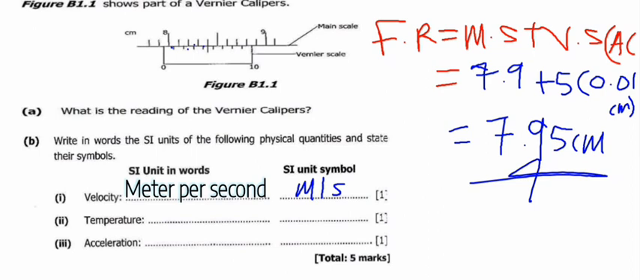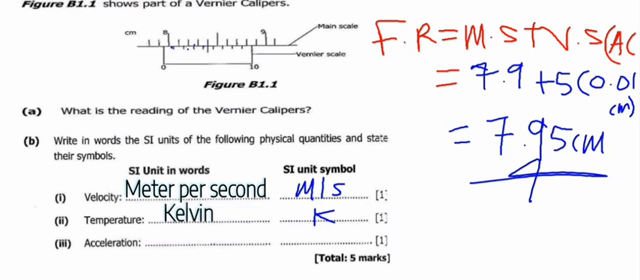Then as for Roman numeral 2, the SI unit for temperature is the kelvin, denoted by capital letter K. So temperature is measured in kelvins, not in degrees Celsius. Temperature can be measured in degrees Celsius, but the SI unit for temperature is the kelvin.